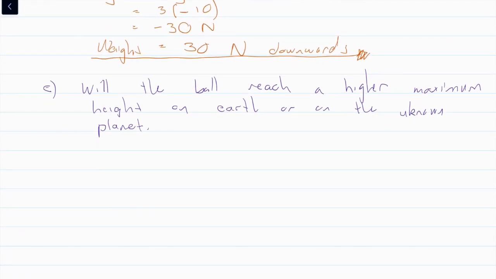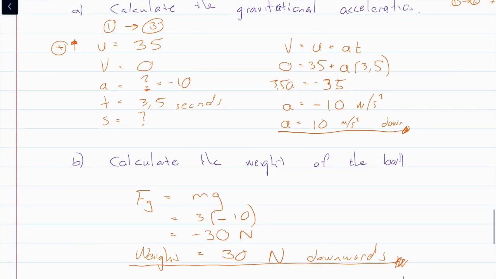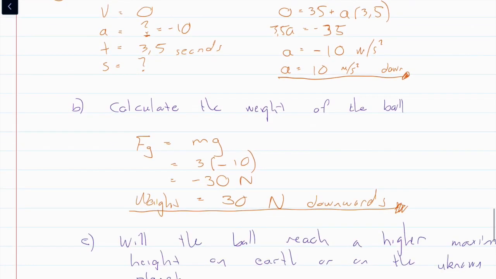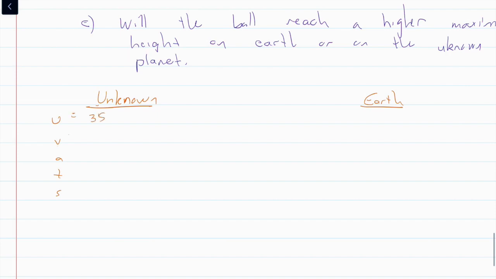Let's start off with the unknown planet, since we already have the UVATs for it, and then we'll compare that to Earth. I'm just going to copy them from above. 35.0, 35.0. T was 3.5. S is unknown. Acceleration is minus 10.